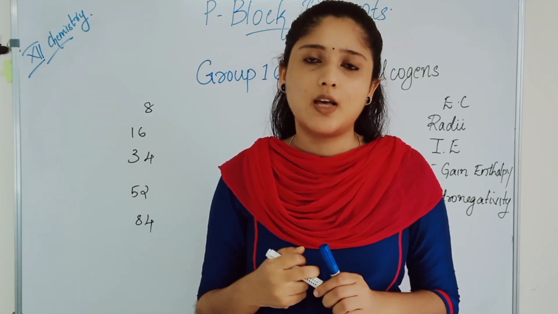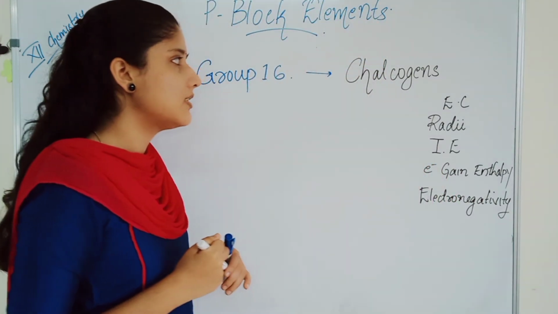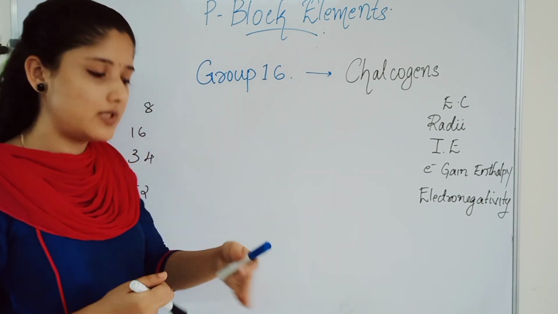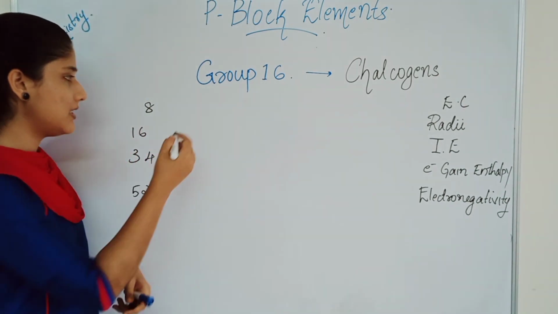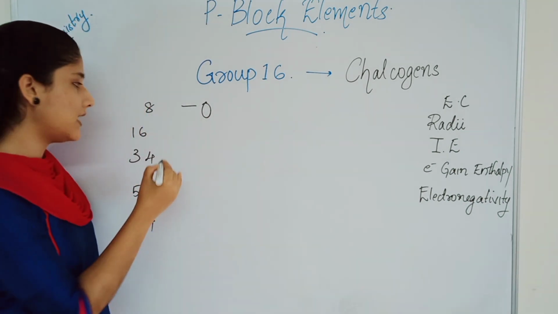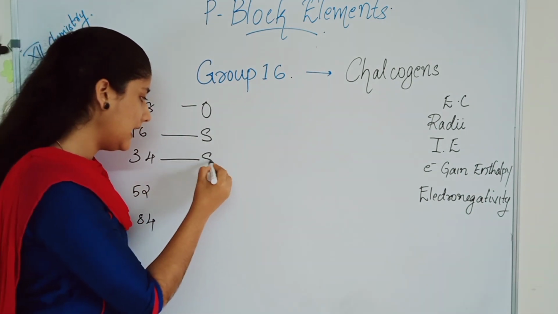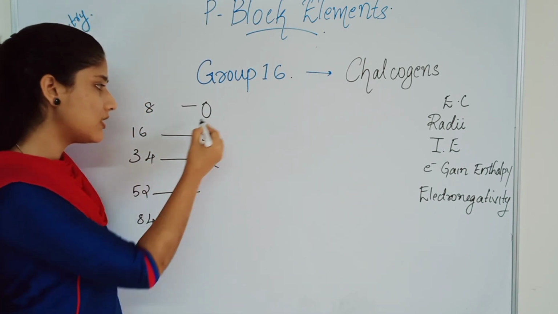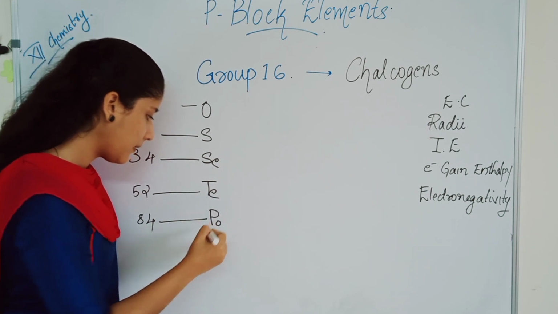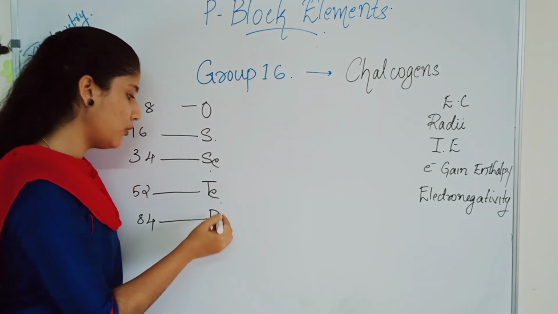Group 16 elements are called chalcogens. And the elements of group 16 are what? The first element, with atomic number 8, is oxygen. Second one, with atomic number 16, is sulfur, then selenium, tellurium and polonium. These are the elements: oxygen, sulfur, selenium, tellurium and polonium.